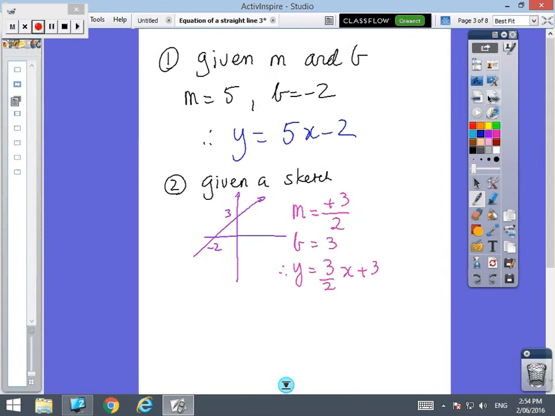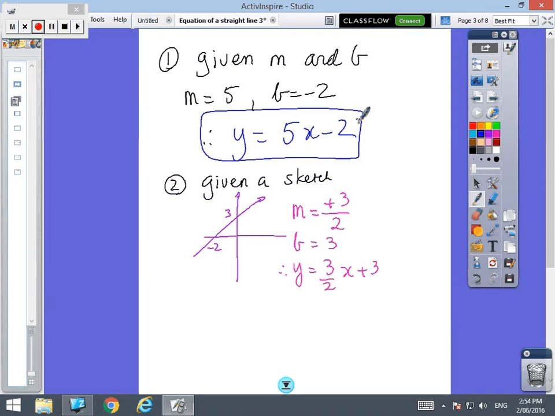Okay, so here's an example that we've done so far. Given m and given b, if m is 5 and b is minus 2, then that's pretty straightforward. You just put the 5 in front of the x and the b, the minus number, at the back. So that's 5x minus 2.